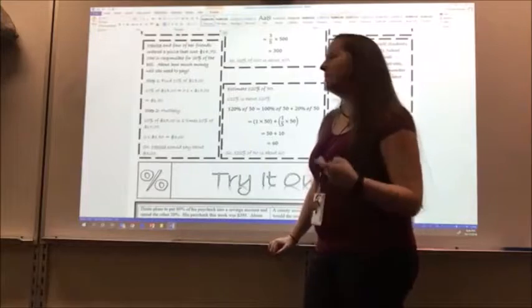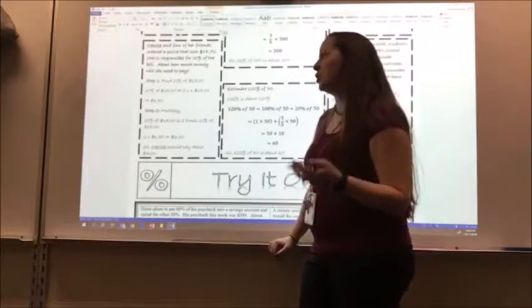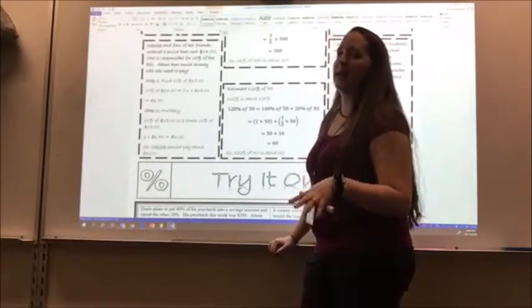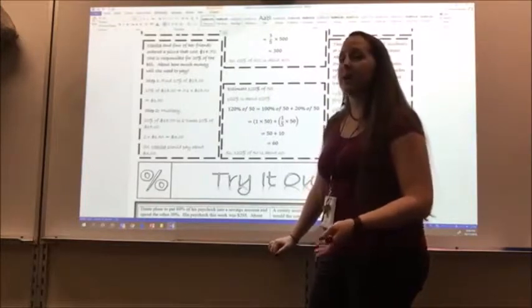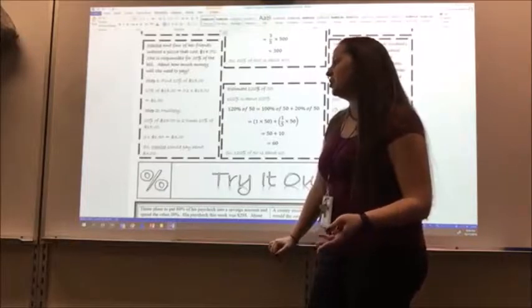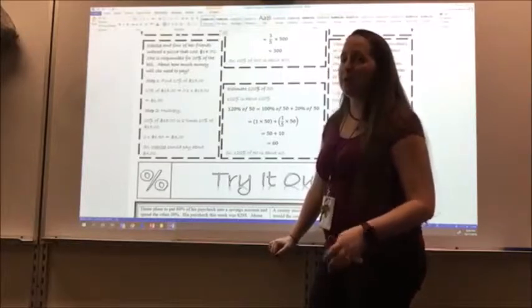Step 2 is to multiply. So I'm looking for 20%, I found 10%, so I have to multiply my answer times 2. $1.50 times 2 is $3. So Marita should pay about $3 for her pizza.